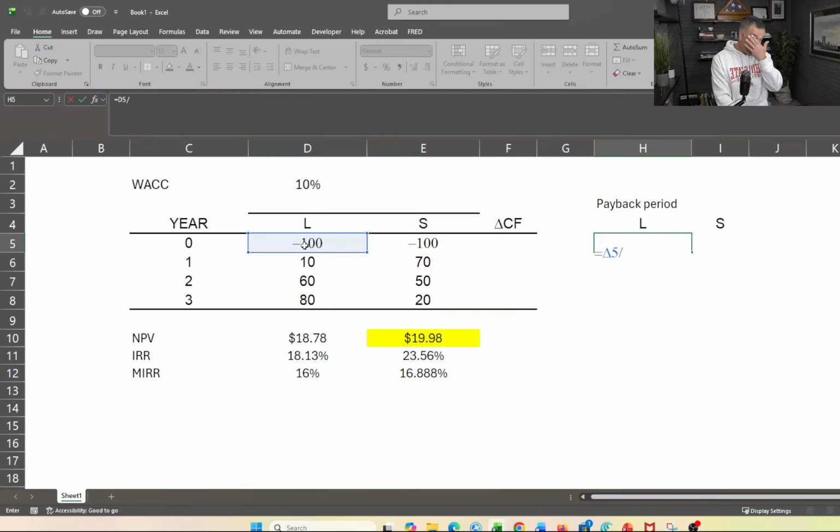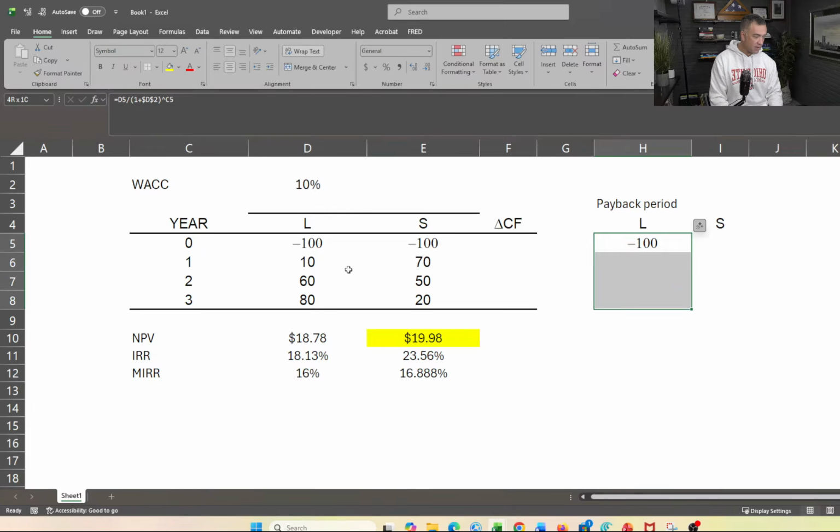All right, so I'm going to take that negative $100. I'm going to divide it by 1 plus the interest rate. So I'm just discounting, and then I'm going to close that up, and then I'm going to do it to the power of that year, and we have the years here. So now I get to drag that down. It should be just cell D2 and D5, but I want to freeze it. So now I get to discount all the cash flows. There we go. And then I get to drag that to the right.